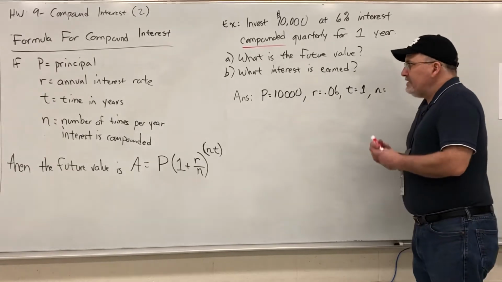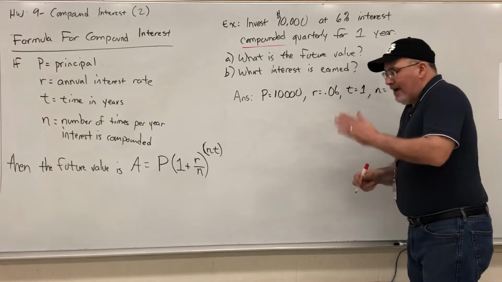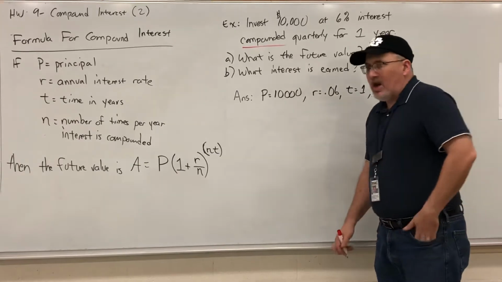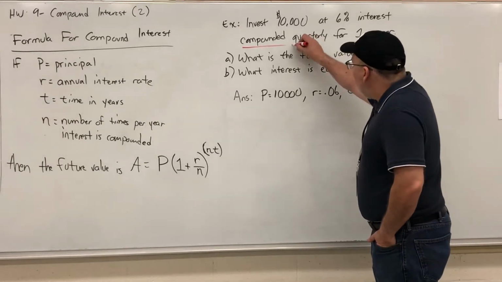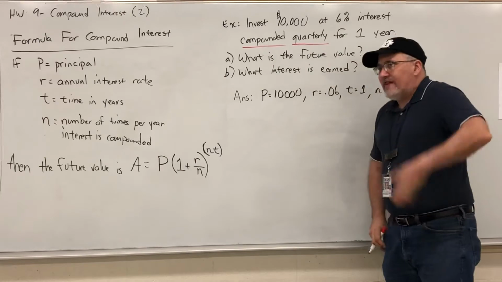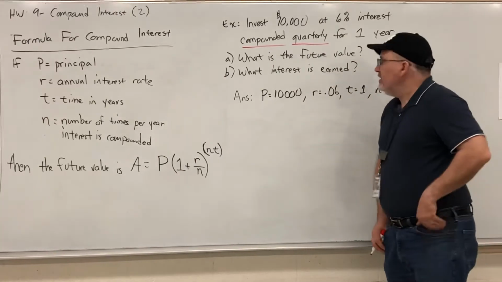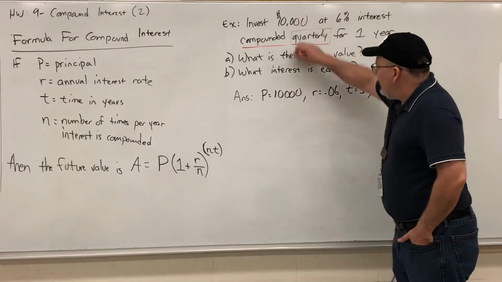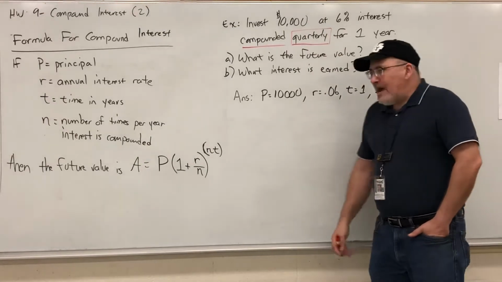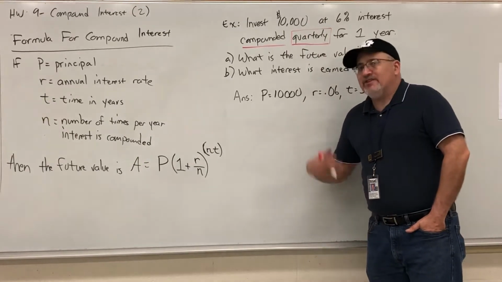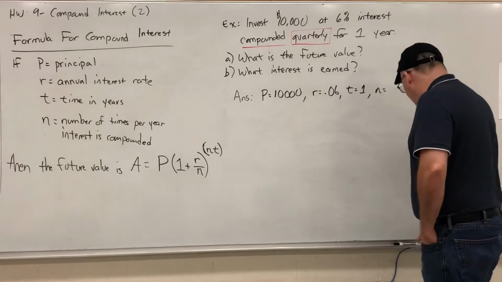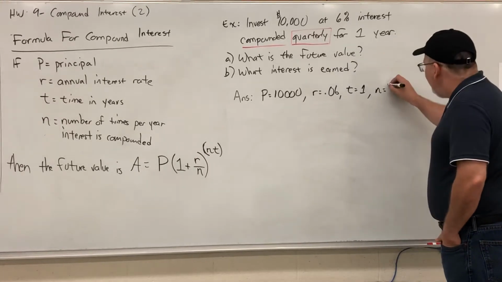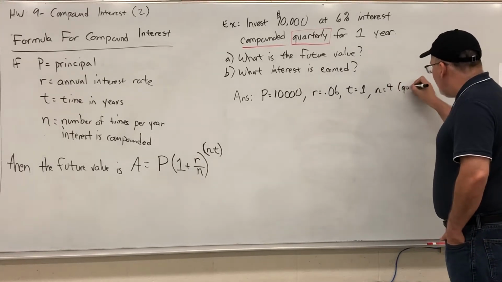Remember, n is asking the question, how many times per year is interest compounded? And you can almost always find it in the word that follows compounded. In this case, quarterly. If something happens quarterly, that means it happens 4 times per year. So our n is going to be 4 because of the word quarterly.